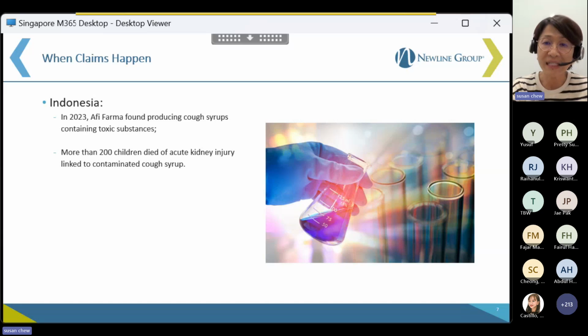This is more recent, in Indonesia, involving a pharmaceutical company whereby Alfie Pharma was found to be manufacturing cough syrups that contain toxic substances. Again, the consequences were severe. These were essentially consumed by young children who were very susceptible, and as a result, there were serious kidney injuries that were linked to the contaminated products.